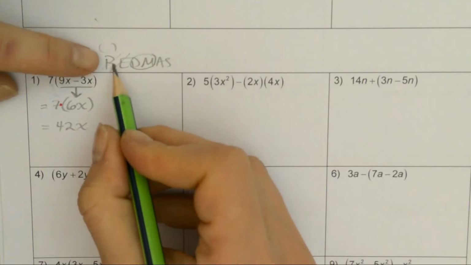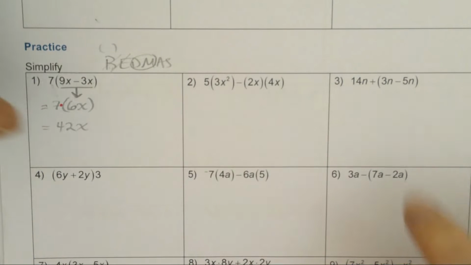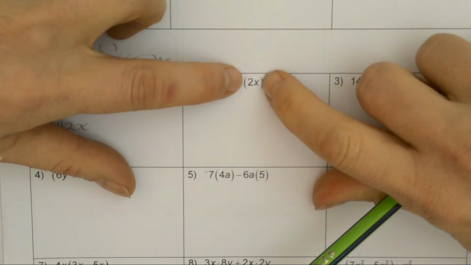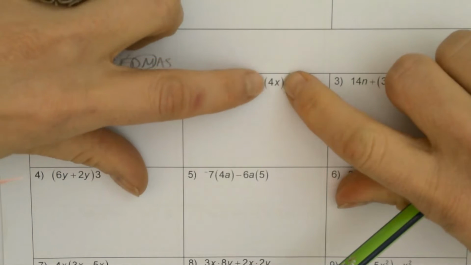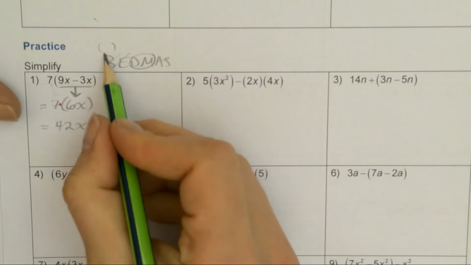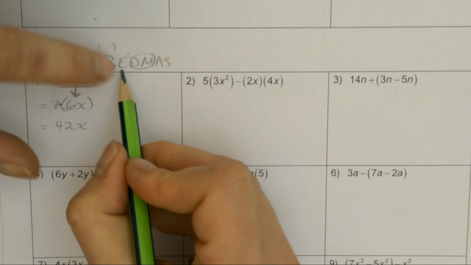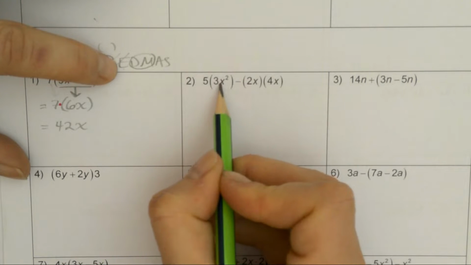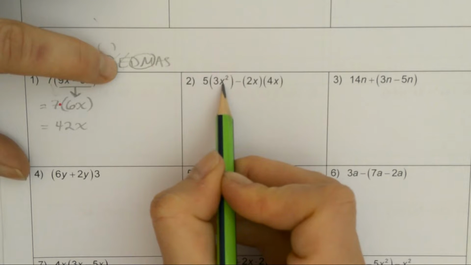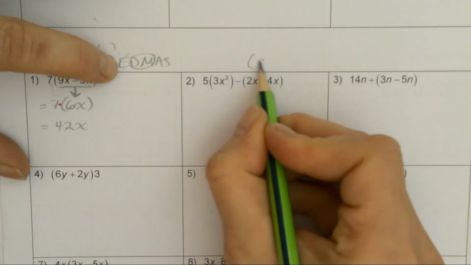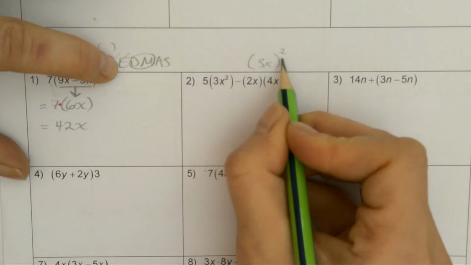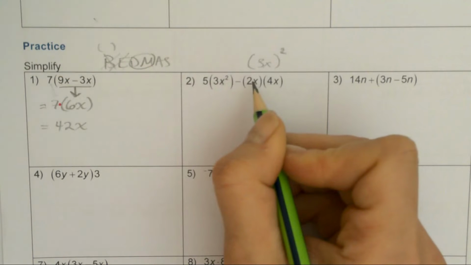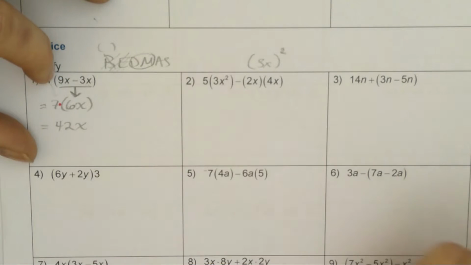BEDMAS. Inside the brackets, got lots of brackets. Oh, but I can't do anything inside that bracket. 2x is all by itself. I can't do anything inside that bracket. And 4x, I can't do anything inside that bracket. So I'm finished my brackets. Do I have any exponents? Yeah, here's an exponent. But this exponent is just telling us we have 2 x's. I would need something to look like this for me to do. But there isn't anything where the exponent is on the outside of a bracket. I can't do anything. So I don't have any exponents that I can do something with.